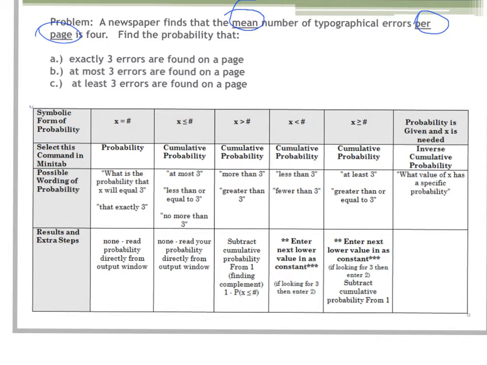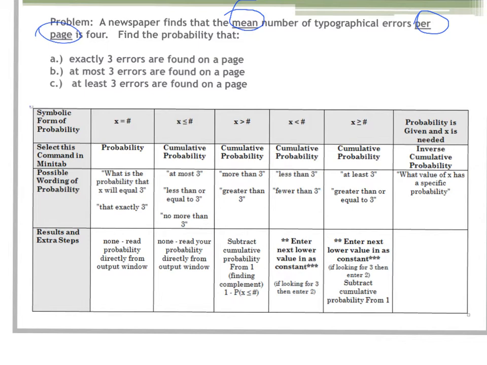So we're told that the mean is 4. We want to find the probability that if we pull out a sample, we would find exactly 3 errors on a page, or at most 3 errors on a page, or at least 3 errors on a page. And I've written up a chart here to help you see how to formulate your problem in Minitab, just to make it a little bit easier. So if you could copy down this problem or print it out and keep it handy, it might make your work in Minitab a bit simpler.